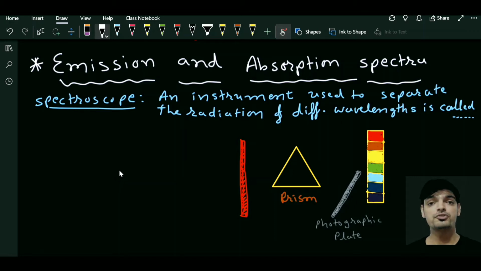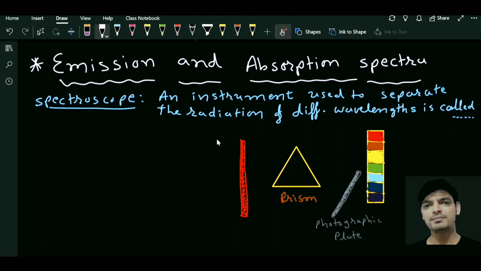First of all, which instrument is used? See here, the spectroscope is used. And what is this spectroscope? I have written the definition here: an instrument used to separate radiation of different wavelengths. We have different wavelengths, and these are separated by the spectroscope.